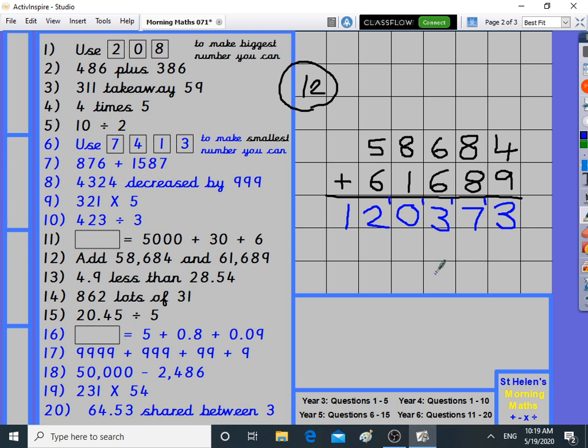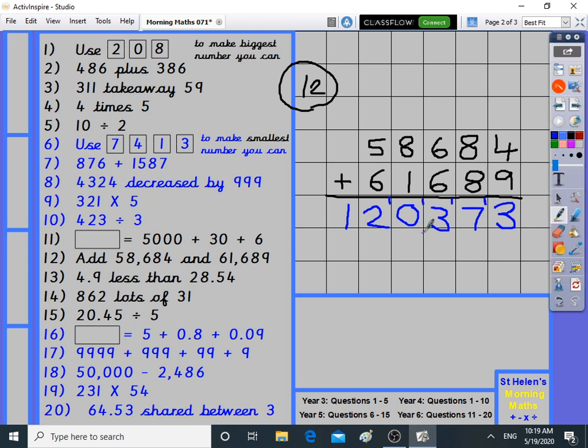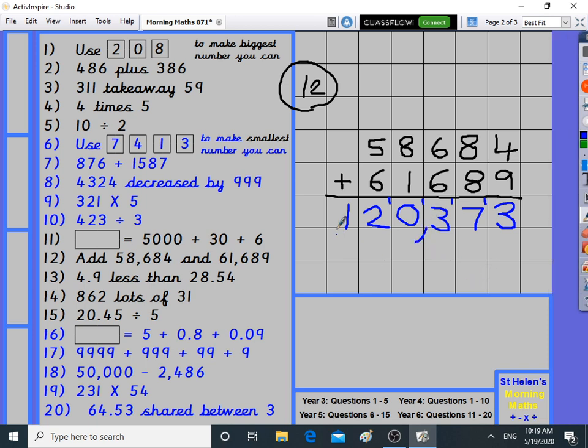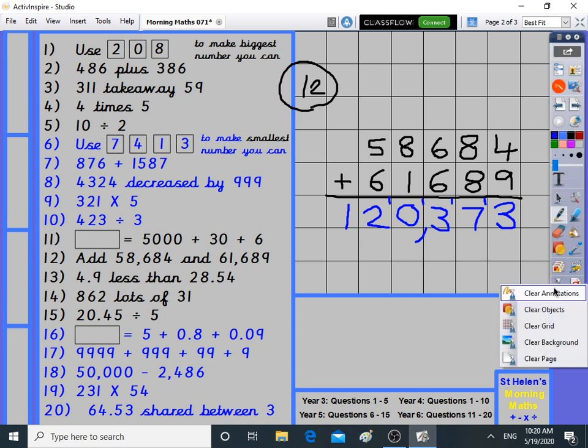That's a big answer, 120,373. If you put commas in, they go 3 from the end. 120,373. The comma is the word thousand, really. Looks right to me. Just checking over that. Pause if you need to copy that big question down, and I'm on to number 13.